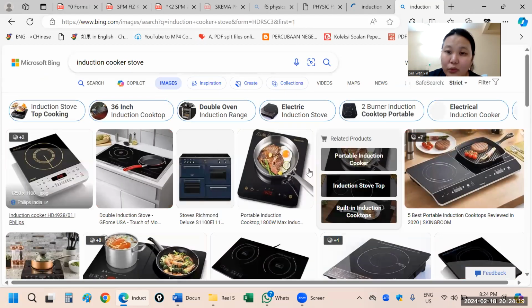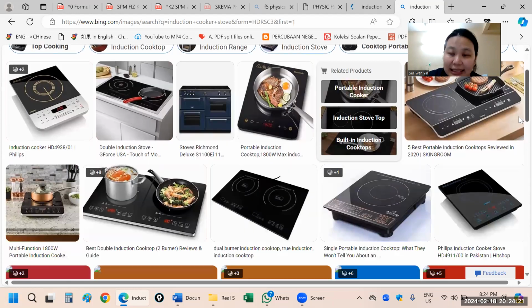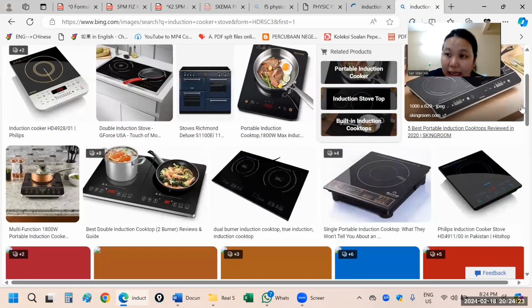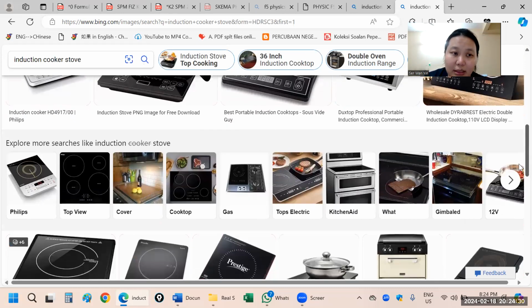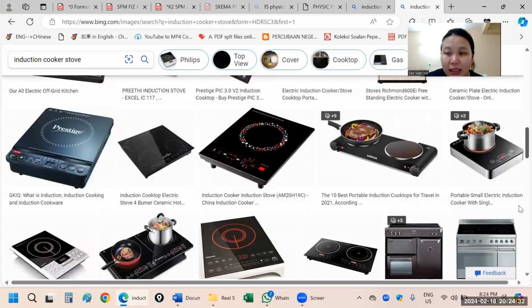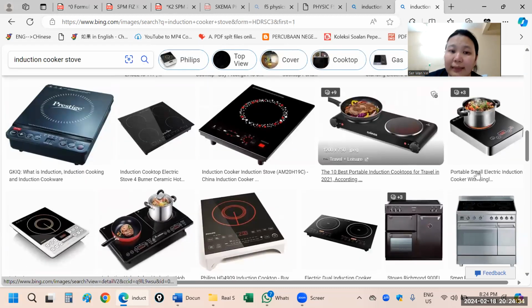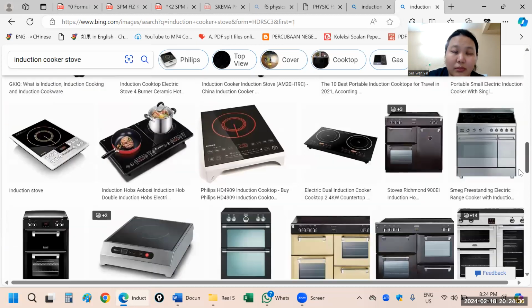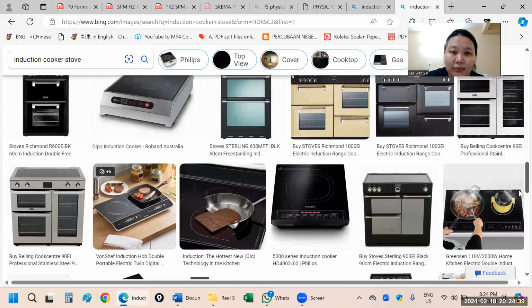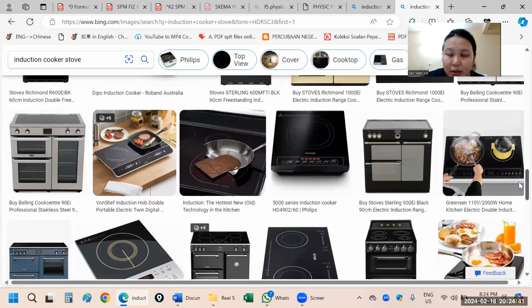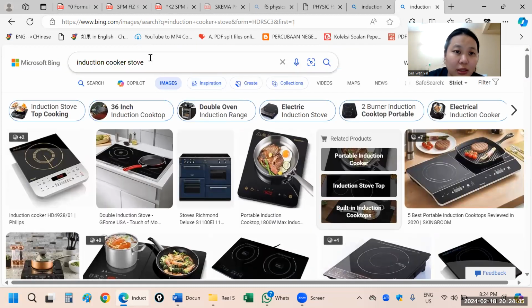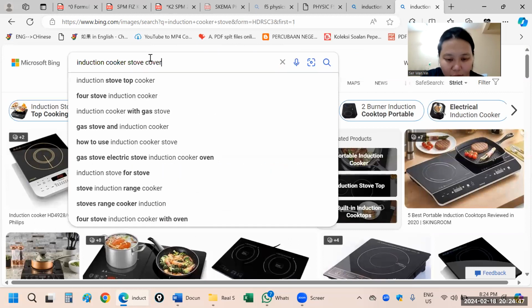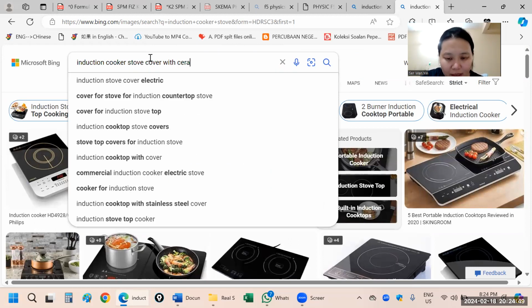Now you can see most of the surfaces are glass. So actually glass has the same function as ceramic. Actually, we don't want them to be heated up. Glass is like ceramic. Okay, let's see, got the ceramic one. Cover with ceramic.